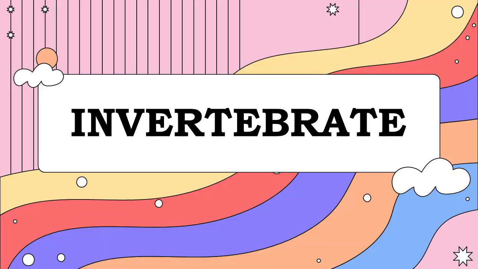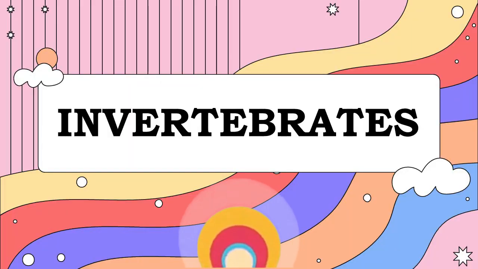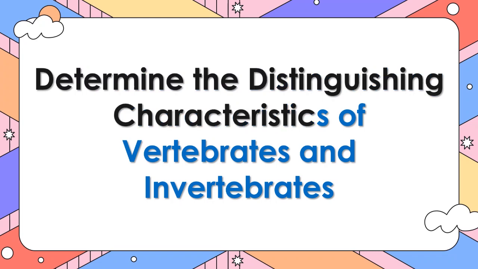A butterfly is an invertebrate. What is an invertebrate animal? Invertebrate is an animal that does not have a backbone. Just like earthworm, fly, spider, cockroach that you usually see at home are all invertebrates. At the end of this lesson, you will be able to determine the characteristics of vertebrates and invertebrates.